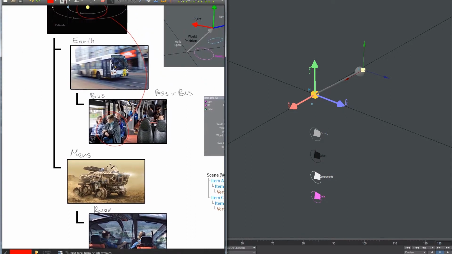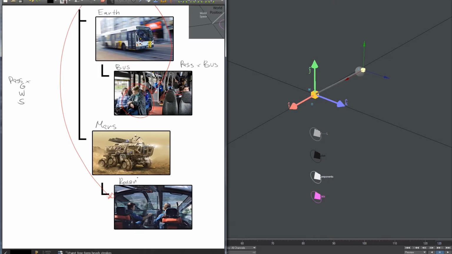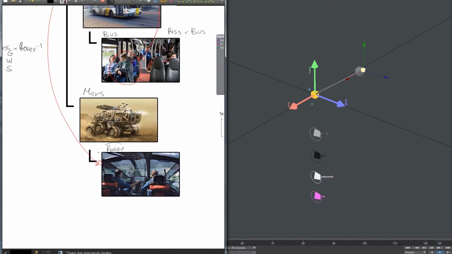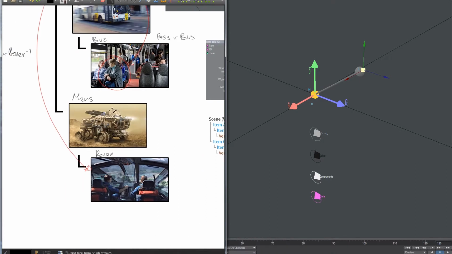It's a bit tricky. To do this, what I have to do here is multiply the passenger's global position, or world position, or scene position, by the inverse matrix of the rover. By doing this, I'm going to look at this world position from the context of the rover, using its basis vectors, or describing this position with the right, up, and forward of the rover.